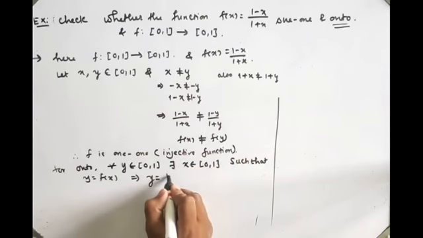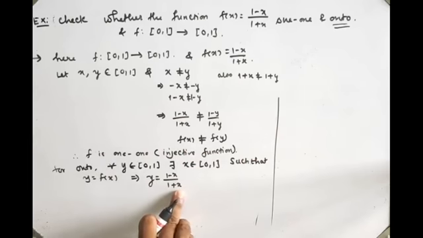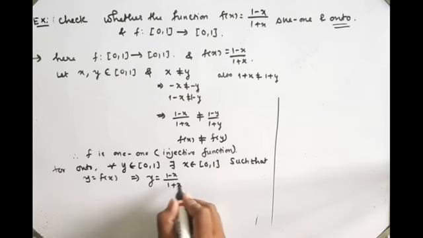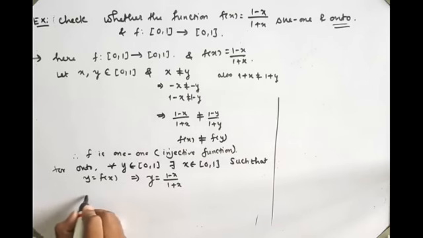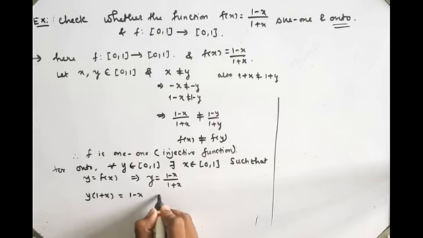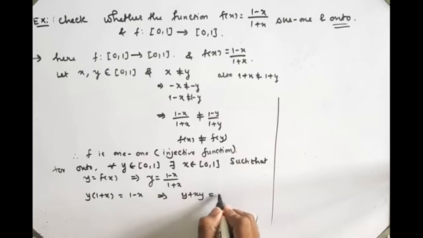Is (1 minus x) upon (1 plus x). Now from this I have to calculate the value of x and check whether this value belongs to 0 to 1. So here we have to solve for the value of x. So y into (1 plus x) is equal to 1 minus x. So after solving for x, y plus xy is equal to 1 minus x.